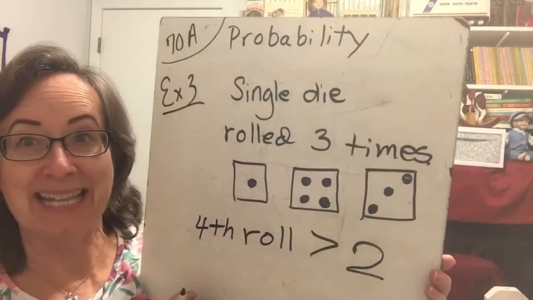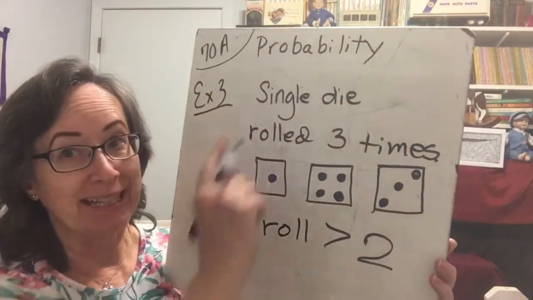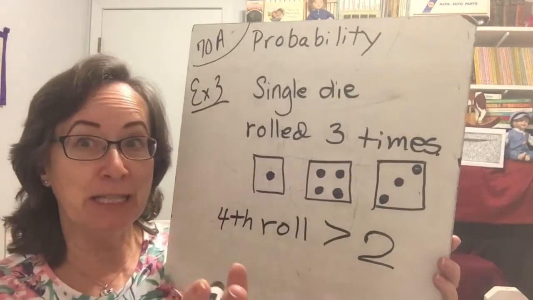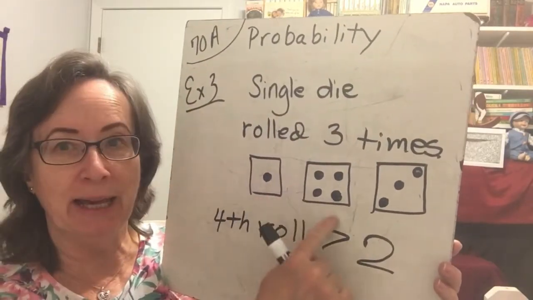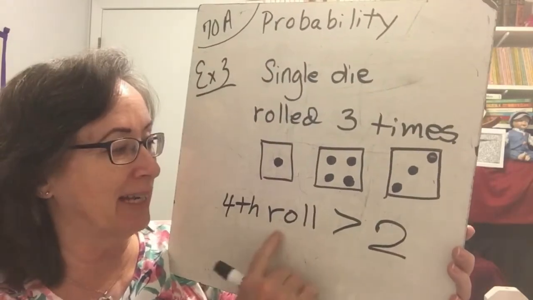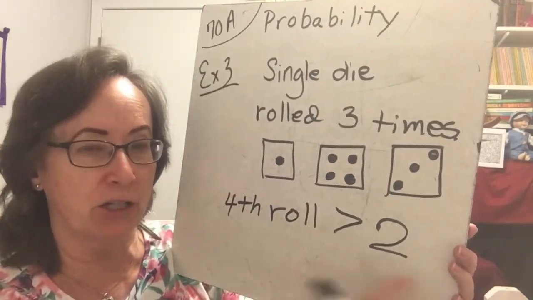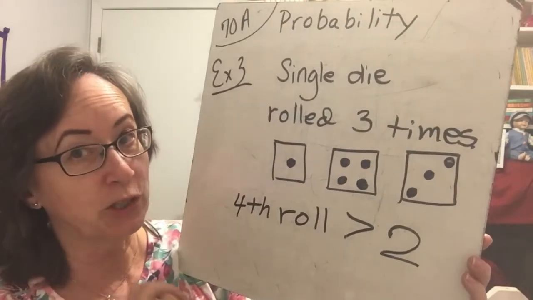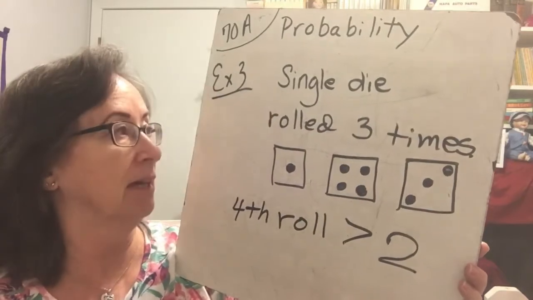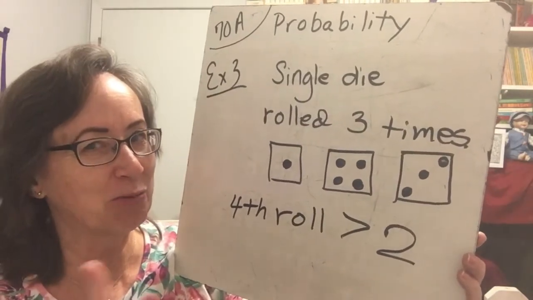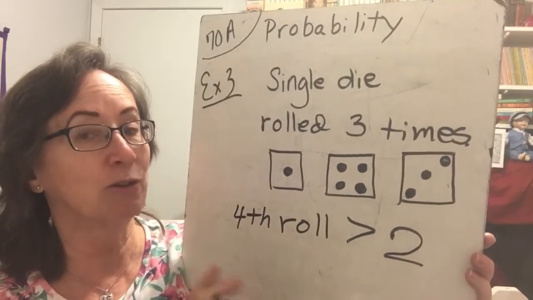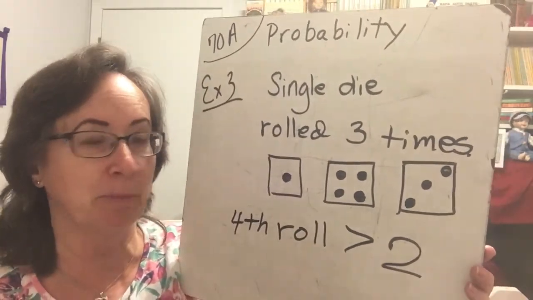Okay, this is example 3. We have a single die, and it's going to be rolled 3 times. It already has been rolled 3 times, and we got a 1 and a 4 and a 3 in that order. What is the probability that the next roll will be greater than a 2? Okay, in order to do this, we should look at the sample space of the die, because remember, each roll is an independent event. It does not affect, nor is it affected by, what came before.